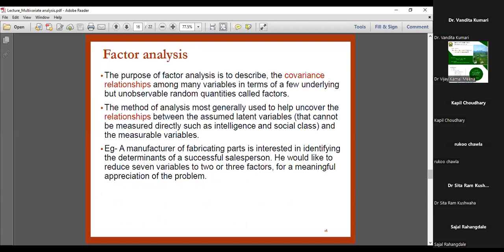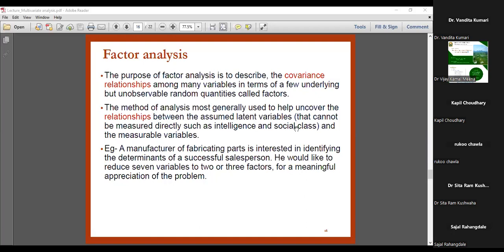Another multivariate analysis method is factor analysis. The purpose of factor analysis is to describe the covariance relationship among many variables in terms of a few underlying but unobservable random quantities called factors. This method is mostly used to uncover the relationship between assumed latent variables. Variables that cannot be measured directly are called latent variables, and measurable variables are called observed variables.